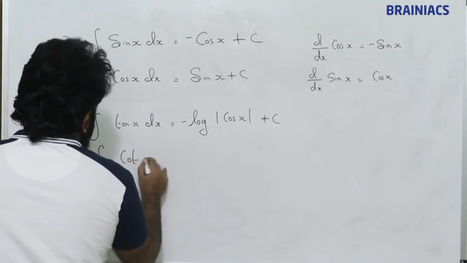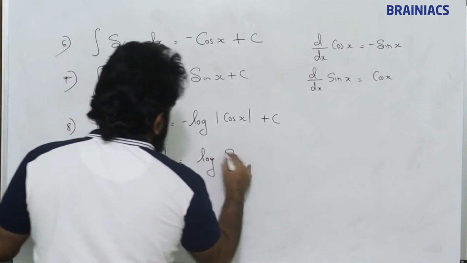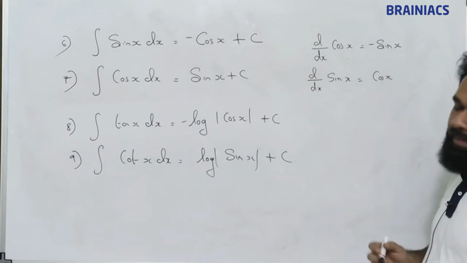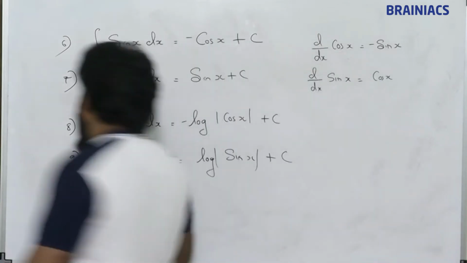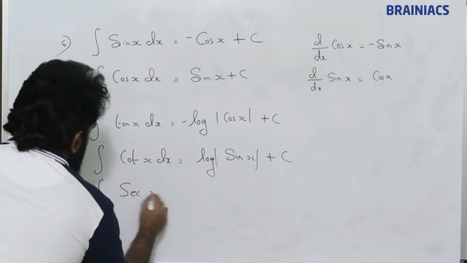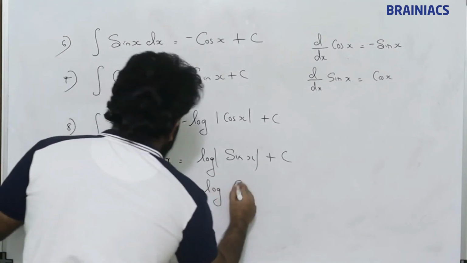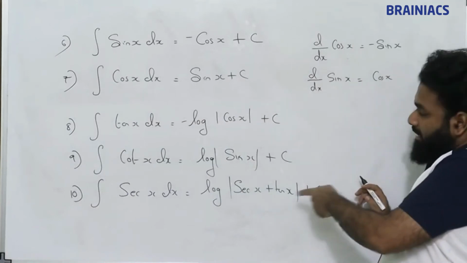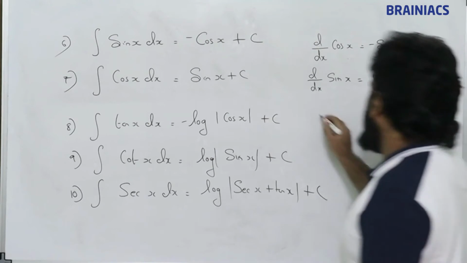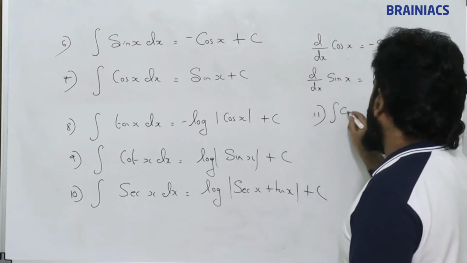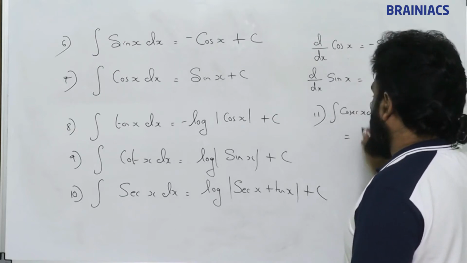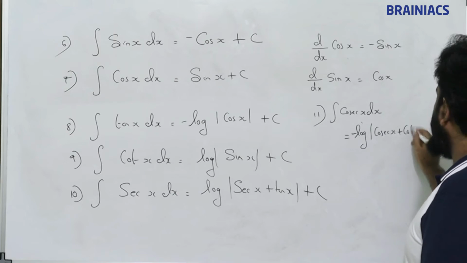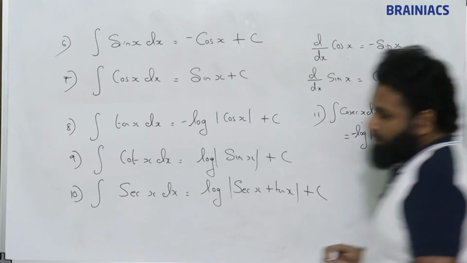Integration of cot x dx is nothing but log sin x plus c. So sin, cos, tan, cot. Now we will see sec and cosec also. Integration of sec x dx is nothing but log of sec x plus tan x plus c. Same way we can have cosec also. Integration of cosec x dx is nothing but minus log of cosec x plus cot x plus c. Okay, note it down.